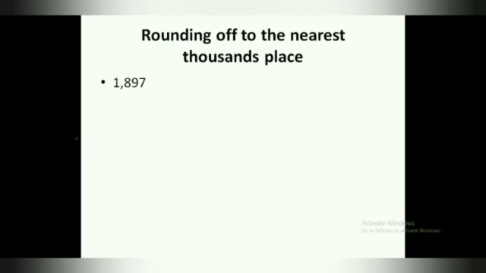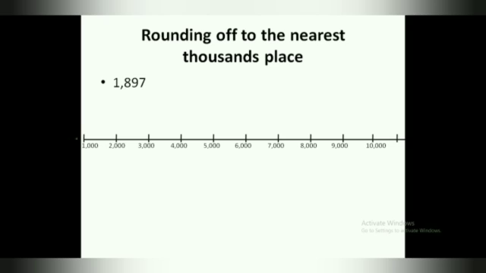Now we'll move on to the next place, estimating to the nearest thousands place. Now the number here is 1897. On your number line you will have the numbers starting from 1000. The next number will be 2000, 3000, 4000, 5000. It will go up to 10,000. Now here it is 1897. So the number will come between 1000 and 2000. You can see that arrow mark. Yes, it is closer to 2000. So 1897 estimated to the thousands place, you get 2000.